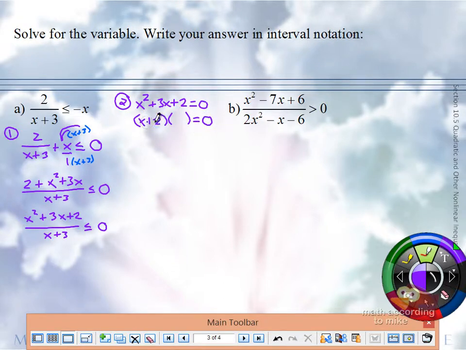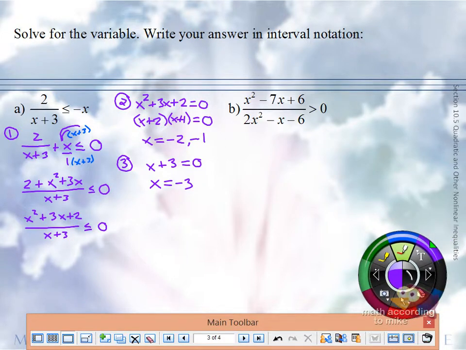Good. What does that say about x? And? Good. Step 3, set the denominator equal to 0. X equals -3. Flash point.